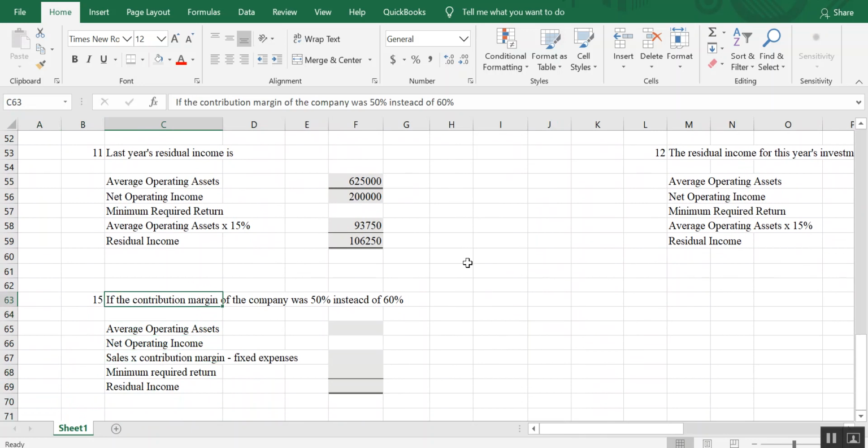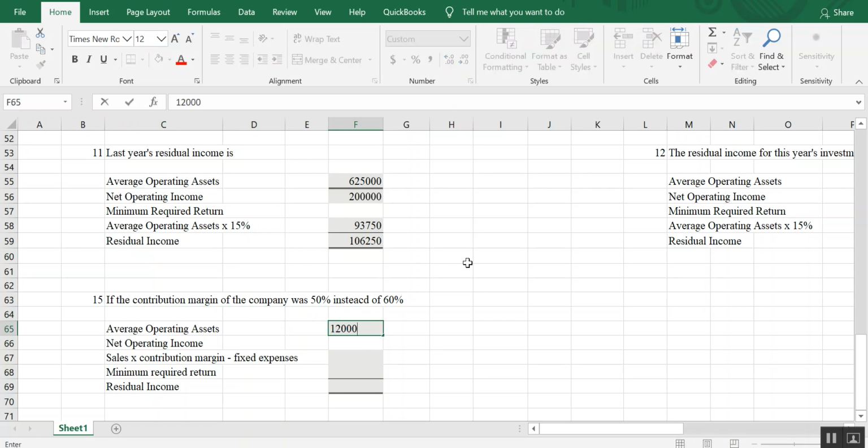Now, here's an interesting calculation. If the contribution margin of the company was 50% instead of 60%, what would that do basically to the residual income? Average operating assets, we're going to look at this, and this is going to be just for the project. We're not looking at the whole company as a total, but we have the 120,000 in average assets.